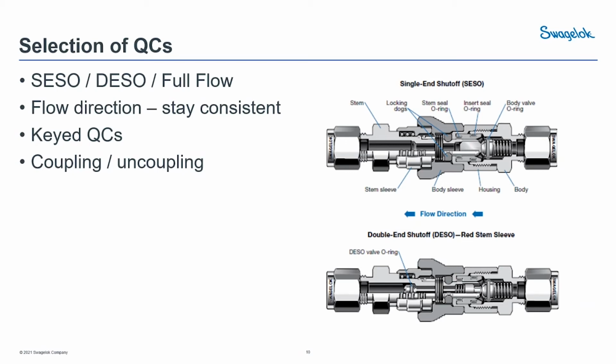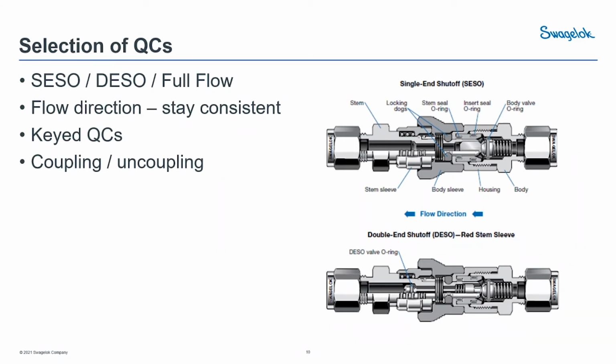There's also a feature you can request, which is keyed quick connects. They have different colored bands on them. So an orange stem can only go in an orange body, a black stem can only go into the black keyed body. So it basically gives a visual cue. And again, it can help prevent contamination or coupling to the wrong thing.